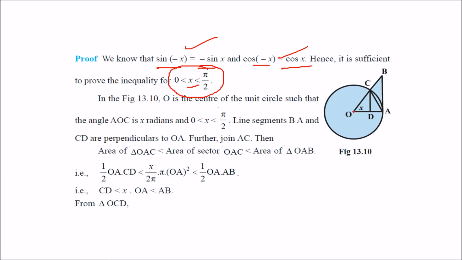We have a point A here. Let us make a unit circle. This is a unit circle. This is A, this is C, this is B. So how many triangles do you have? This is triangle OCA, you have triangle OBA, and you have a sector OCA. You have a sector like this.